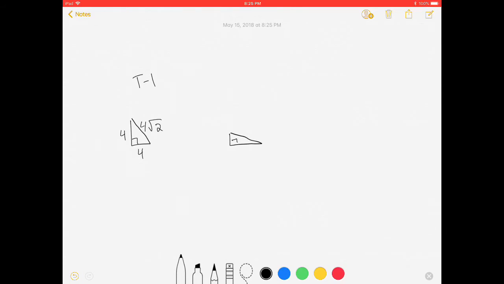Next we have a 30, 60, 90 triangle. If x is 2, x times 2 is 4, and x root 3 would be the hypotenuse.